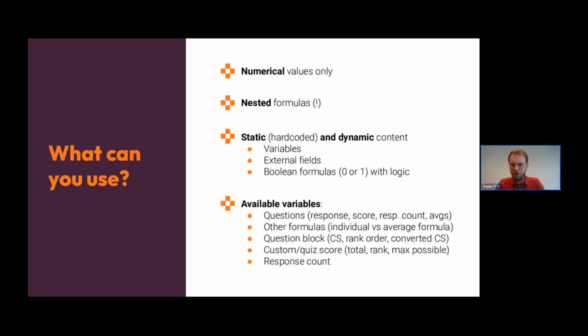Our available variables are in the list below. I briefly wanted to touch upon them, but we won't go into detail. But if you have a question, feel free to add it to the questions down here below. So the variables that we typically have available are questions with all the individual ones. We have formulas that you can reference. You can reference question blocks. You can reference custom score and quiz score as opposite of each other. And then you can also use response count in our formulas.